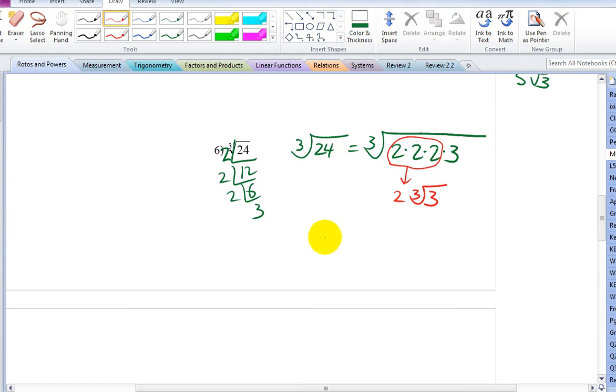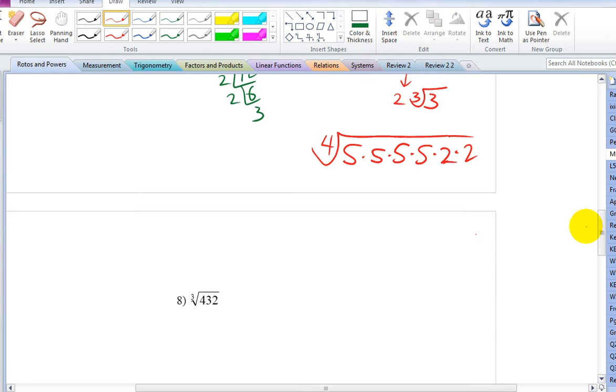So, for example, if I had the 4th root of something that was like 5 times 5 times 5 times 5 times 2 times 2, what would we do? Yeah. So here's 4 of them. So we'd have 5, 4th root of 4. You can, or 2 times 2 and then fix it. Okay?